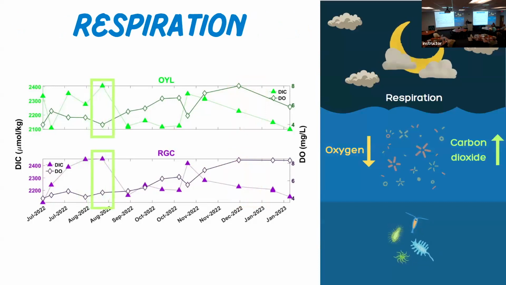Now, looking at the opposite of that, respiration. At night, our primary producers are actually producing carbon dioxide, and oxygen is being taken up. So we see an increase in carbon and a decrease in dissolved oxygen at these sites as well.